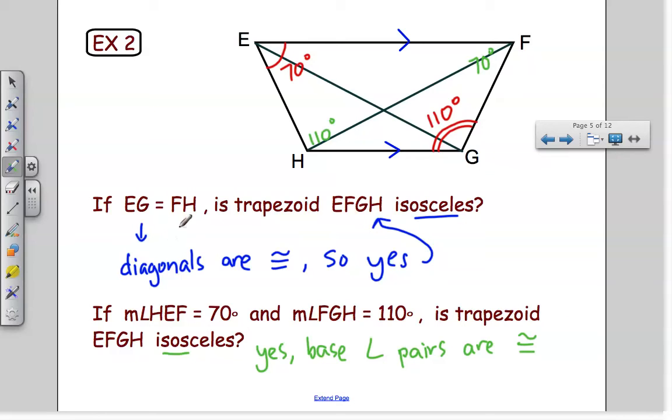So looking at two important properties that make a trapezoid isosceles: if the diagonals are congruent, as we saw in the first example, oops, I have to mark this one, and if the base angles are congruent, as we saw in this second part.